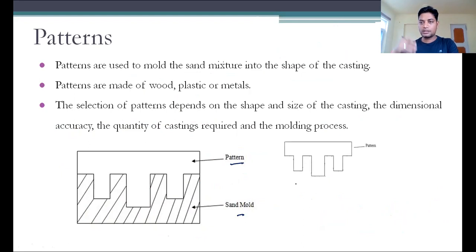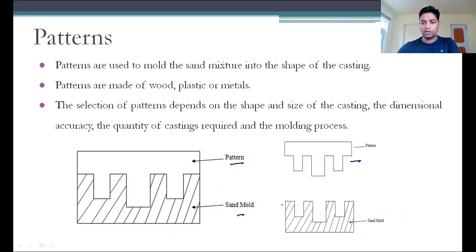Now if you will see, just make it different, make it away, so this is the pattern, and this sand is the drag part. So in the drag part, this shape is formed, and if you will see this one, the core part, then it will look like this, and this type of shape is formed in the, sorry, in the drag part.